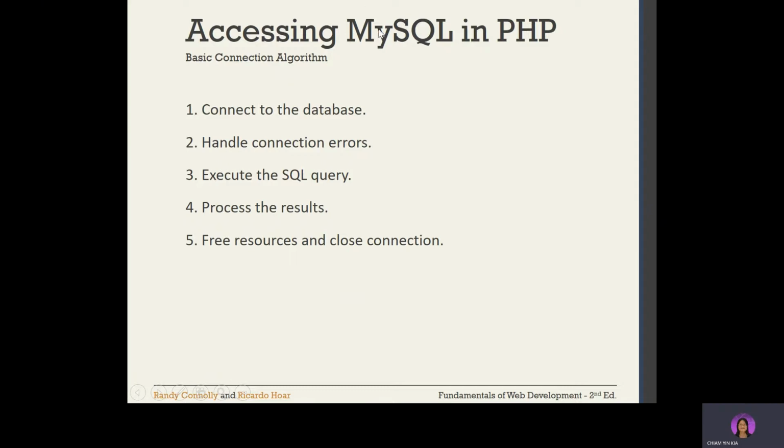To access a MySQL database in PHP, there are 5 main steps. The first one is to connect to the database. This is the most important one. We have to connect to the database, and later we will see what the important information is that we need in order to connect to the database successfully. The second step is to check the connection. Our code should also handle connection errors. So if we fail to connect to the database, we prompt the users to let them know about it.